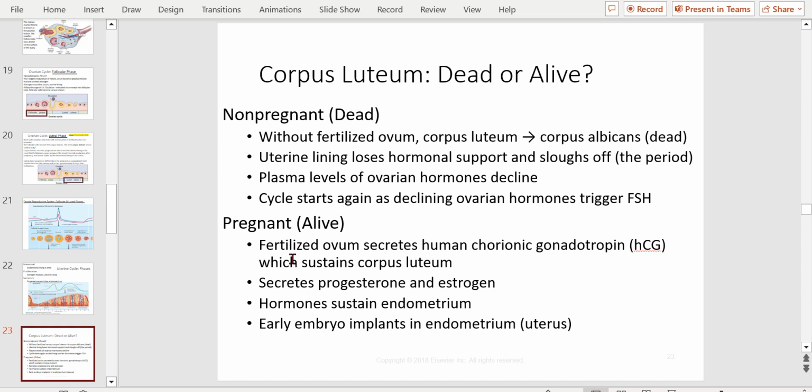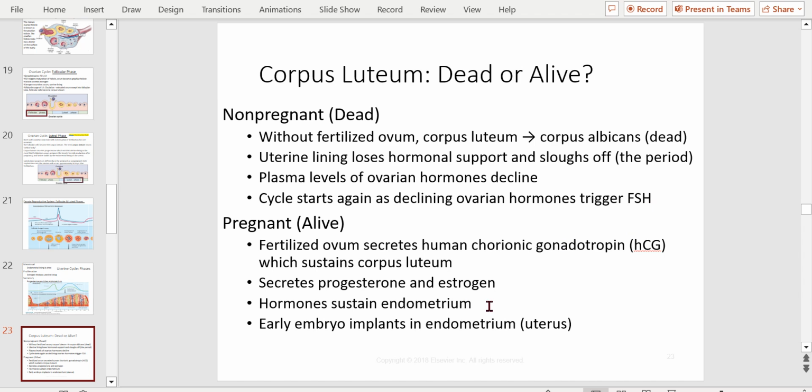The corpus luteum, is it dead or alive? In the non-pregnant state, it is dead. Without a fertilized ovum, the corpus luteum changes into the corpus albicans, which is just dead tissue. The uterine lining loses hormonal support and sloughs off. This is called the menses or the period. Plasma levels of ovarian hormones will decline. The cycle starts again as declining ovarian hormones trigger follicle-stimulating hormone.